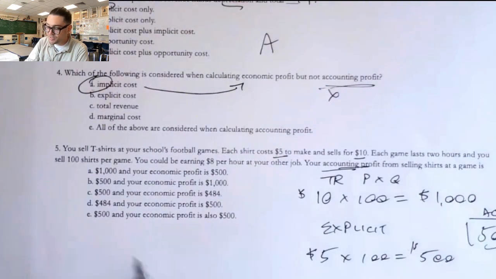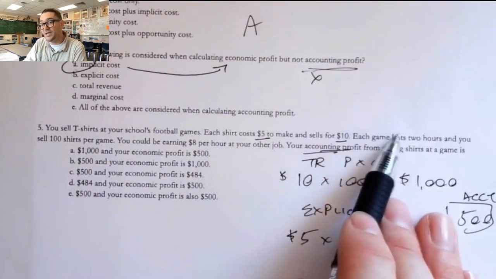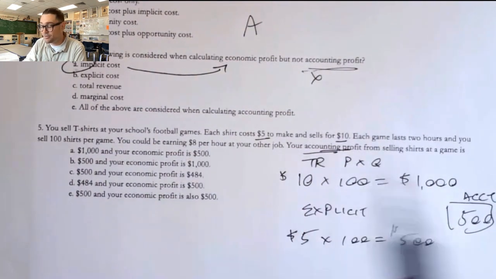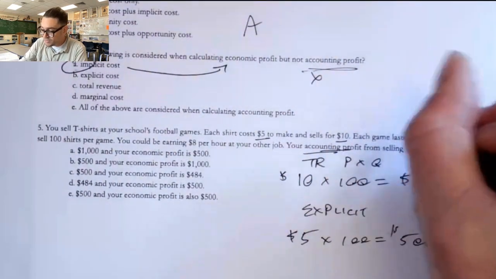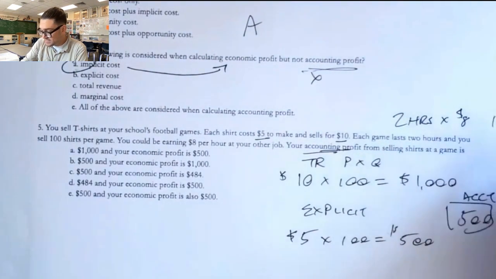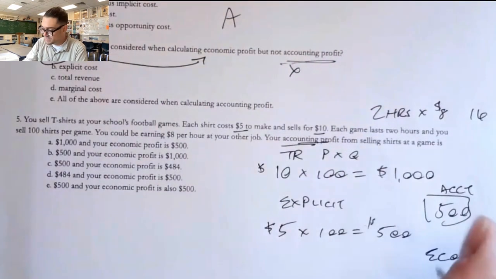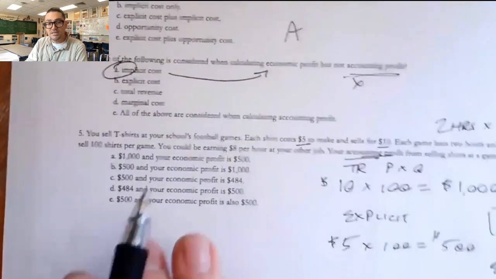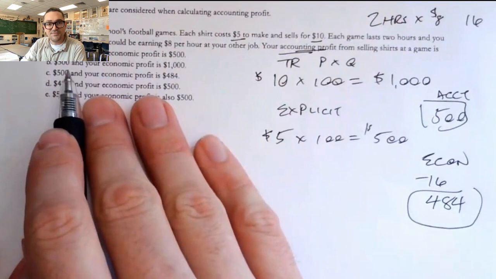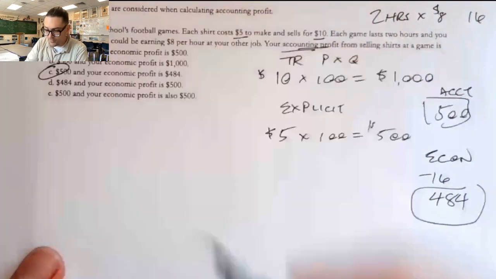Right? And then the second part of this question is the economic profit. For that part, we do need to know that the game lasts 2 hours and we could be earning $8 an hour at the other job. So 2 hours times $8 is 16. And so our economic profit would be this 500 minus the 16, which is $484. So our correct answer is 500 for the accounting profit and an economic profit of 484, C.